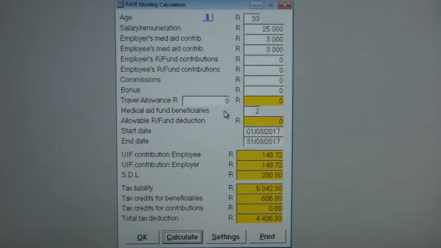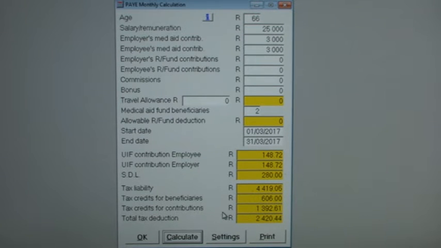The employee is thus taxed on 25,000 plus the 3,000 Rand fringe benefit amount. The tax on 28,000 Rand is 5,042 Rand, but the two beneficiaries mean that the employer has to give the employee a tax credit of 606 Rand for the two beneficiaries. This means the pay-as-you-earn tax is reduced to 4,436 Rand.